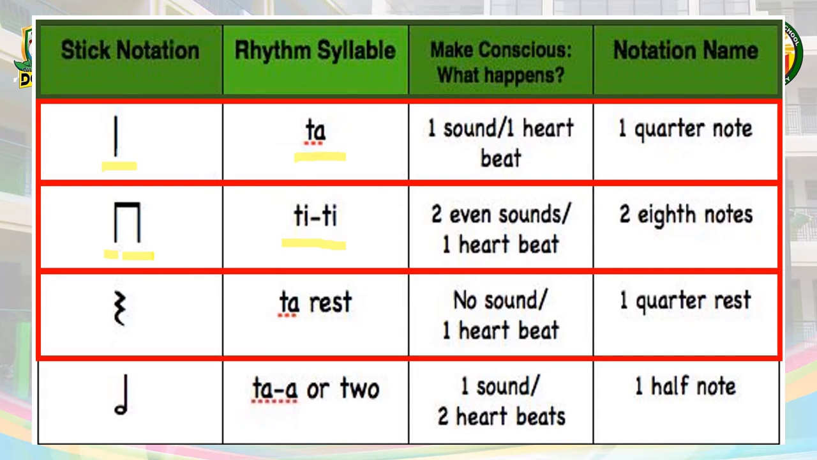Next is quarter rest. So, ganito ang itsura ng kanyang stick notation. Rhythm syllable is ta, rest. No sound per one heartbeat. And the last one is the half note. Ito naman ang itsura ng kanyang stick notation. Rhythm syllable is ta, a. One sound per two heartbeats. On the next slide, malalaman naman natin kung paano ba ang clapping according sa stick notation.